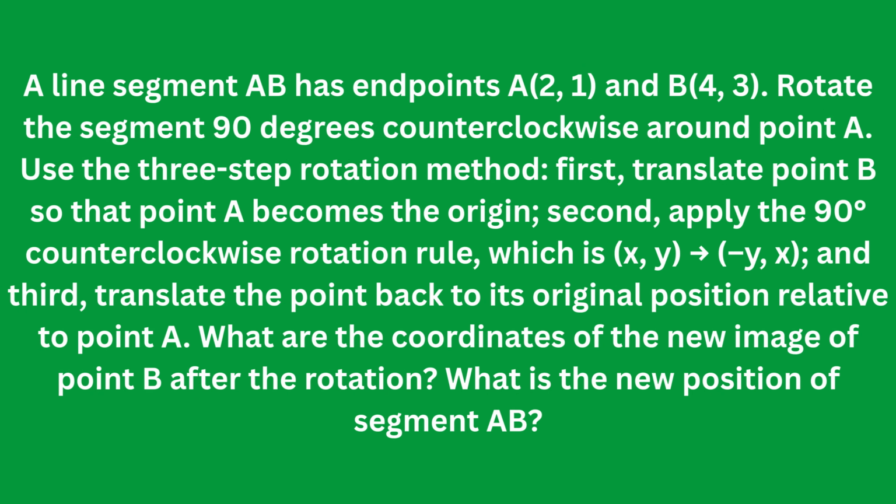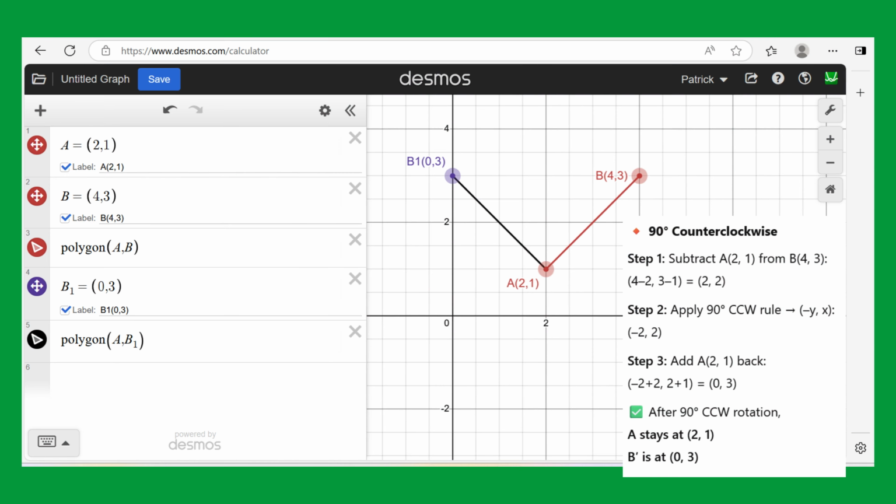A line segment AB has endpoints A at (2, 1) and B at (4, 3). Rotate the segment 90 degrees counterclockwise around point A. Use the three-step rotation method. First, translate point B so that point A becomes the origin. To do this, subtract the coordinates of point A from point B.